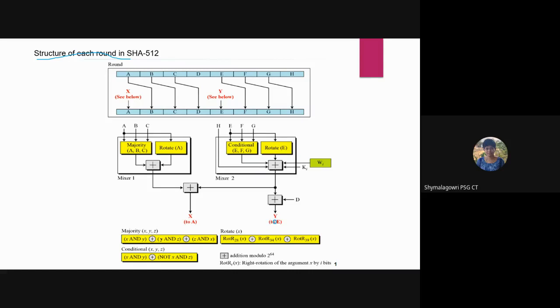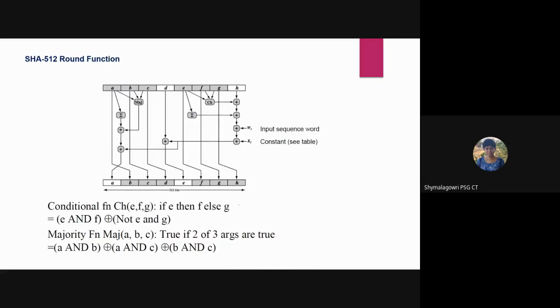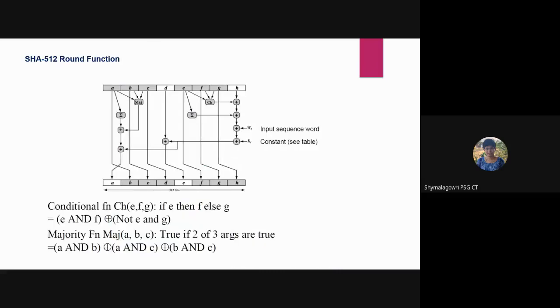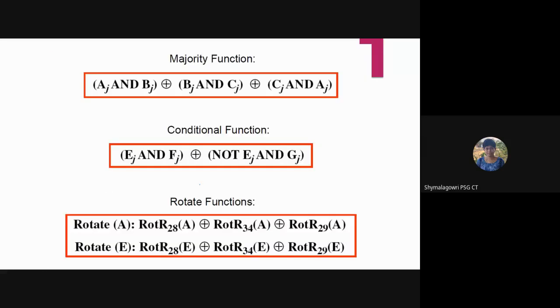Okay, so this we will explain in another diagram, same stuff, but in a formal way. This is the diagram in the textbook, and this is the diagram which explains it better. So we are going to use this conditional function and majority function to compute the next round. So only A and E are updated. The other elements are going to be the previous elements. So what is this majority function? What is this conditional function? What is this rotate function?